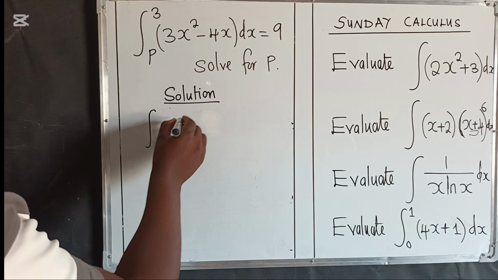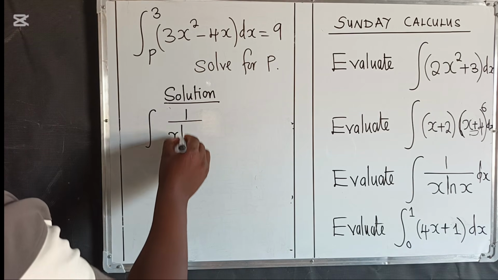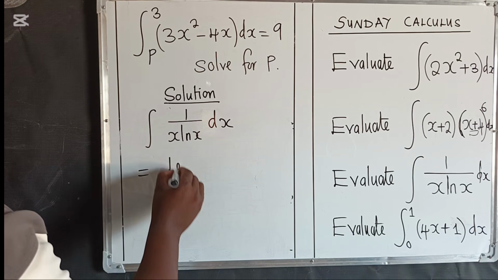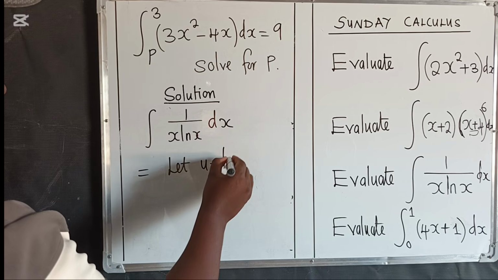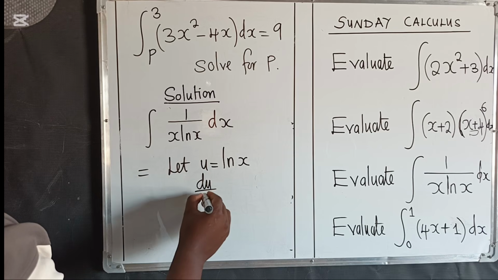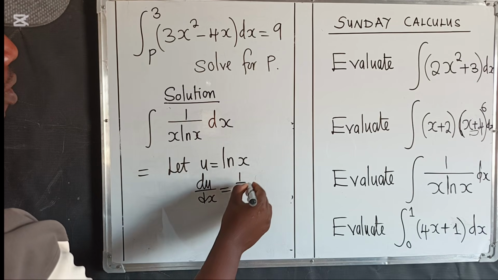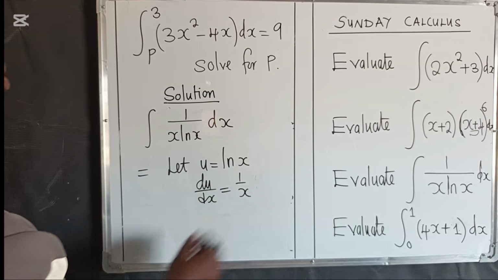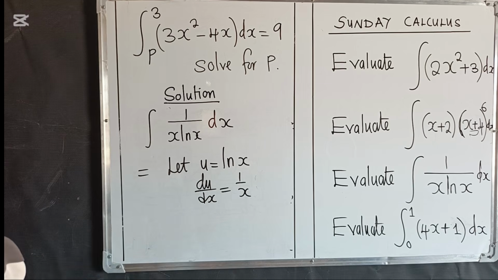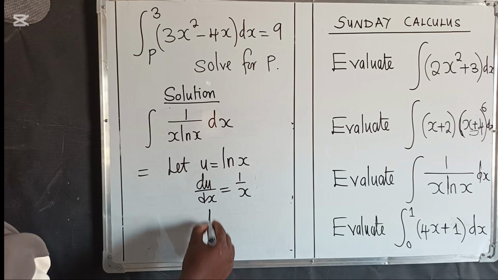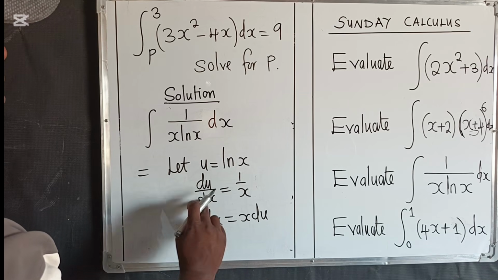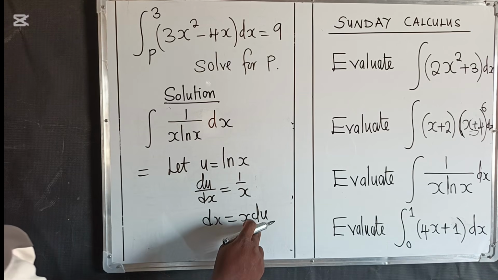We've got the integral of 1 over x ln x dx. So here we shall say let u be equal to ln x. We find the derivative, so that will be du/dx is equal to 1 over x. In case you don't know, the derivative of ln x is 1 over x. Okay, so again here we shall cross multiply. So this will be dx is equal to x du.